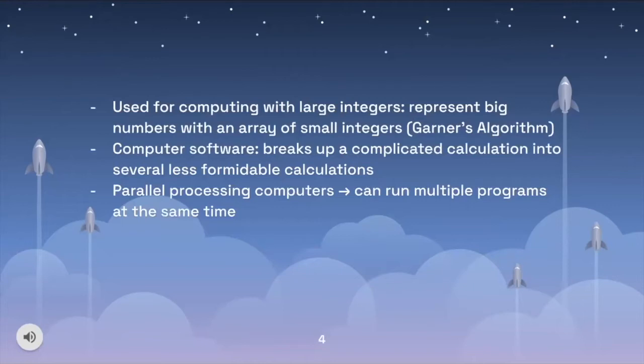The Chinese remainder theorem is widely used for computing with large integers, since we can represent big numbers with an array of small integers. This is known as Garner's algorithm, which will be discussed later by Shirley. By the same logic, an interesting application of CRT in the design of computer software is that it breaks up a very complicated calculation into several less formidable calculations. It is also very useful on parallel processing computers, especially as they can run multiple programs at the same time.